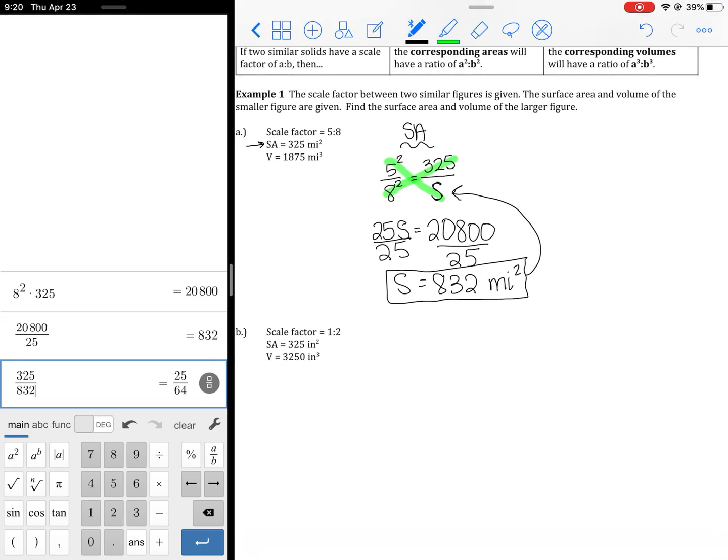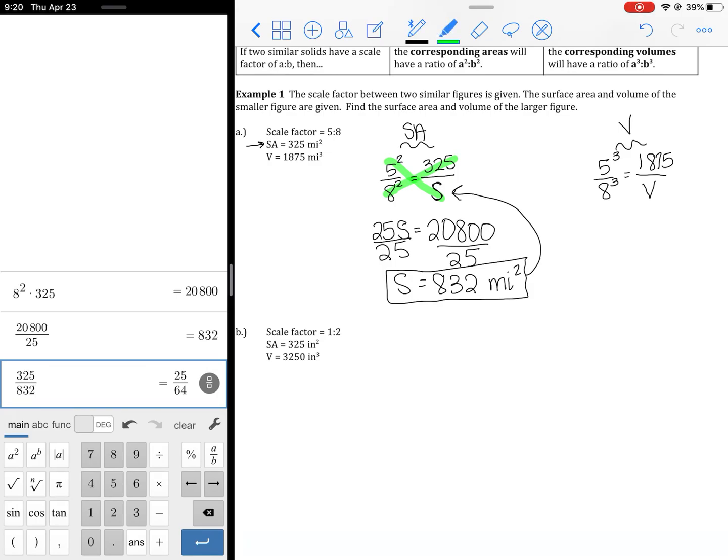Now let's look at the volume. My volume is in 3 dimensions. So when I work with volume, I'm going to use my scale factor, which is 5 over 8, and I'm going to cube it for the 3rd dimension. Now I'm going to set that equal, and again I have the volume of the smaller figure, so I'm going to put it on top of my second ratio. For this one, I'm going to use the variable v because I'm trying to find volume.